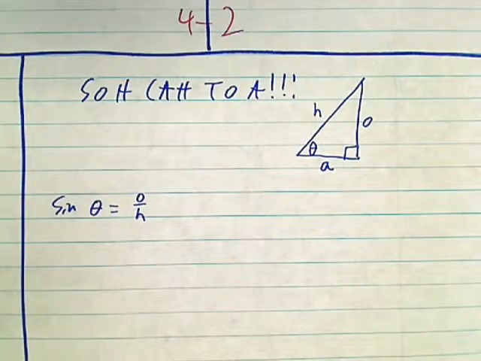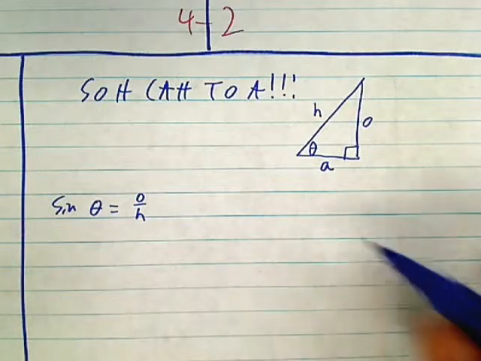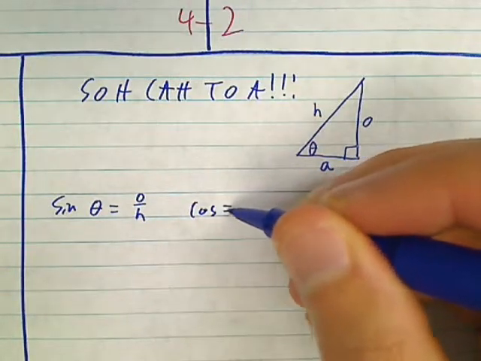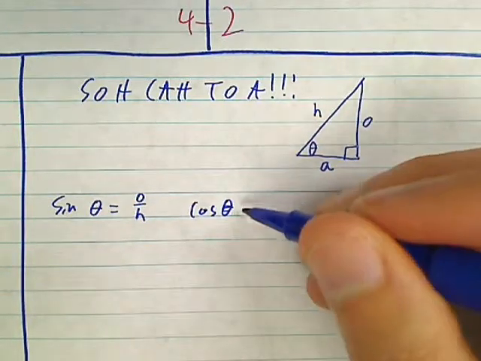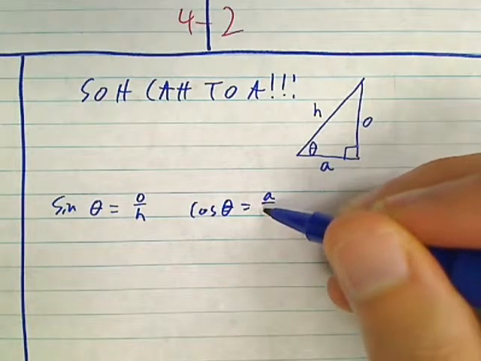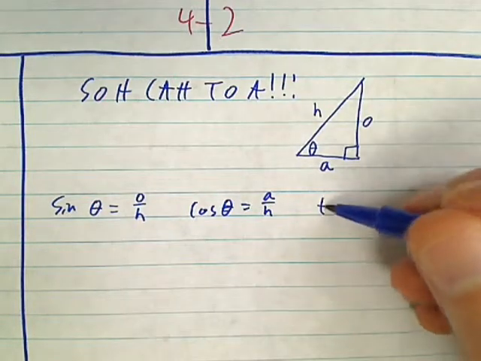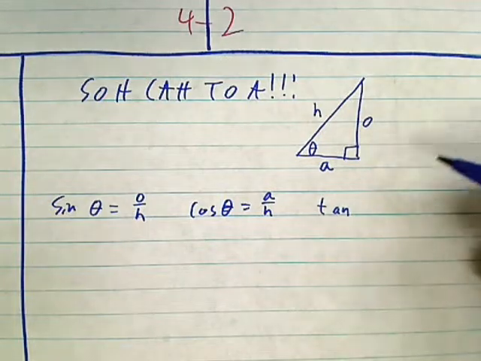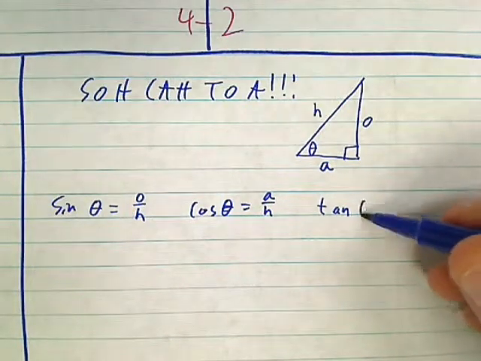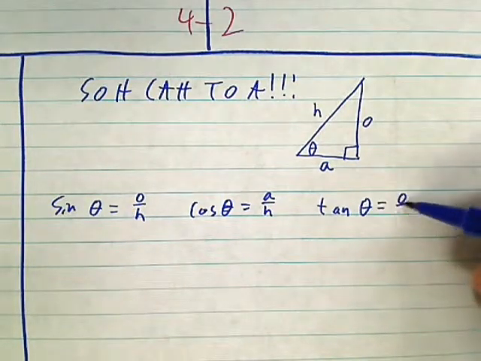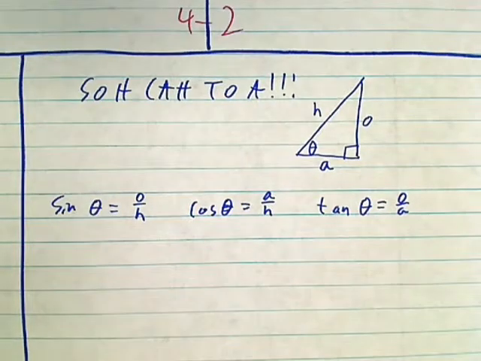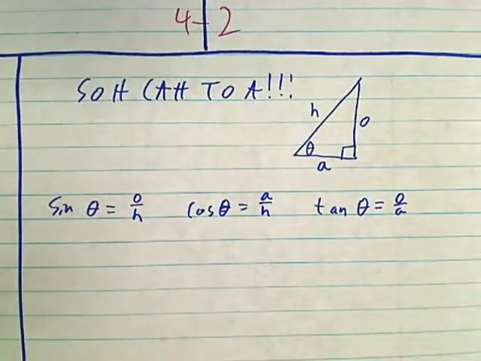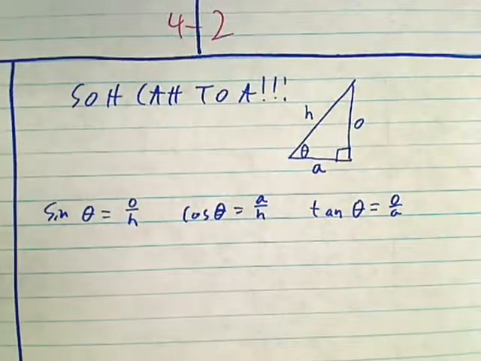and I'm abbreviating here. Cosine of theta is adjacent over hypotenuse, and tangent of the angle theta is opposite over adjacent. So those are the three major trig functions. We also have three more.